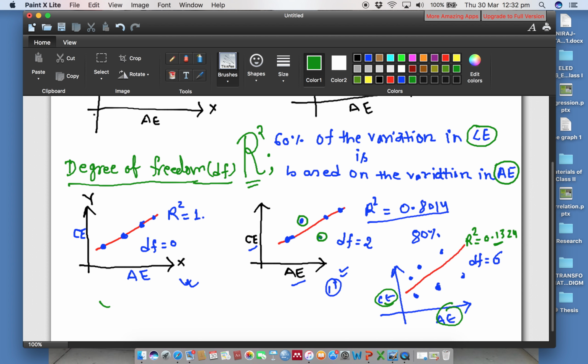On the basis of y equals b naught plus b1 x, where x is the independent variable and y is the dependent variable. This is independent and this is dependent. So in all our cases, cognitive engagement is the dependent variable and affective engagement is our independent variable.